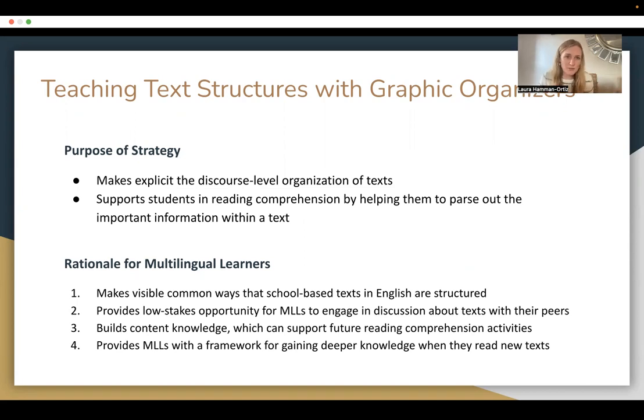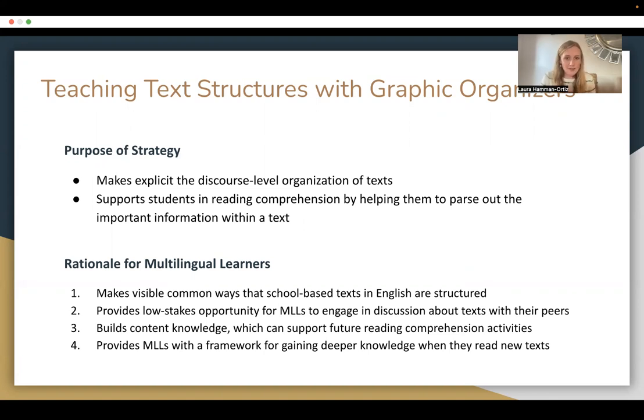But it's also important for them to understand that with their reading, because once students understand how texts are organized, it helps support them in their reading comprehension, and it helps them be able to better find important information within a text. For multilingual learners in particular, it helps make visible for them the ways that school-based texts in English are commonly structured. It provides a low-stakes opportunity for students to engage in discussion about the text with their peers.